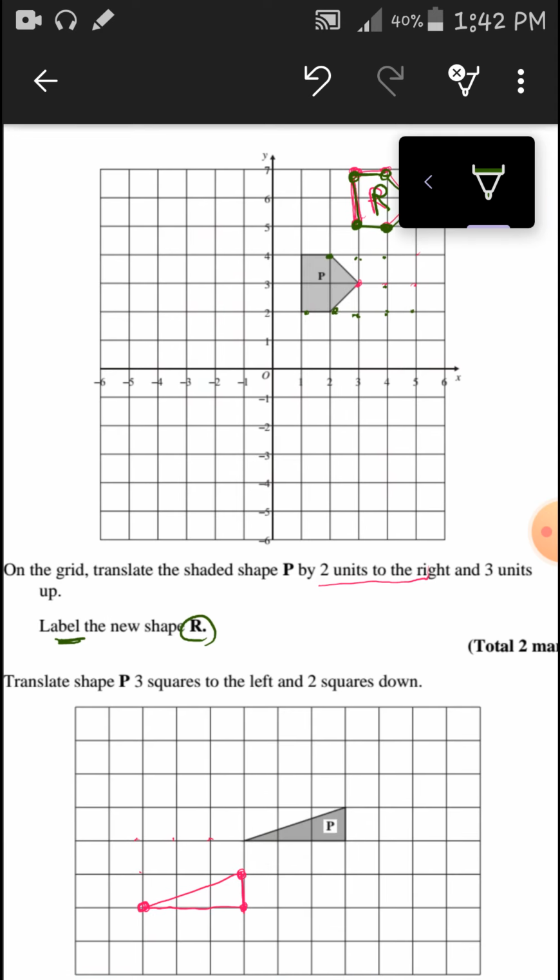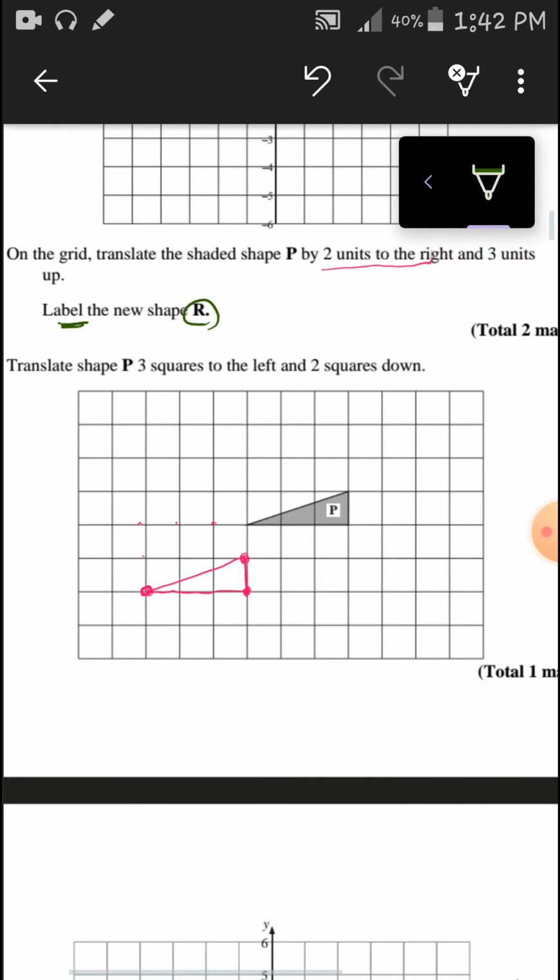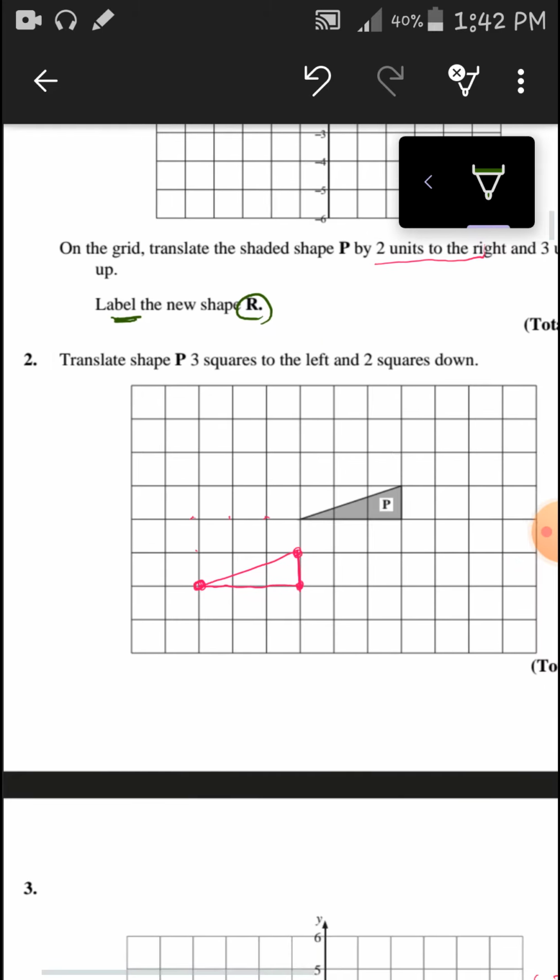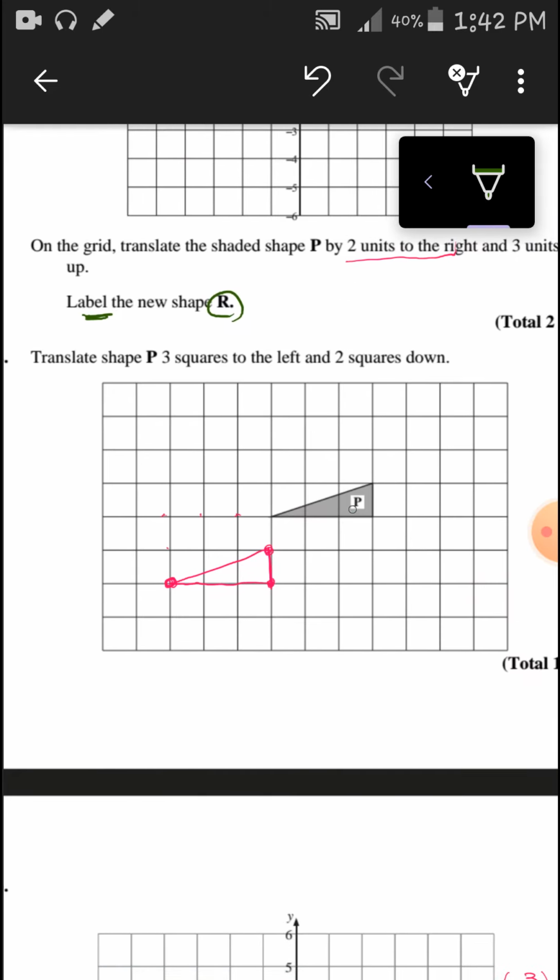The same idea with the next questions. Number 2, translate shape P, 3 squares to the left, 1, 2, 3, and 2 units down, 1, 2. The same here, 1, 2, 3, 2. The same here, 1, 2, 3, 2.